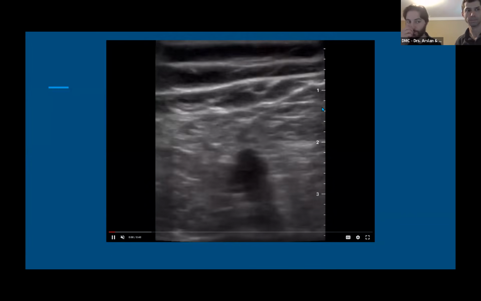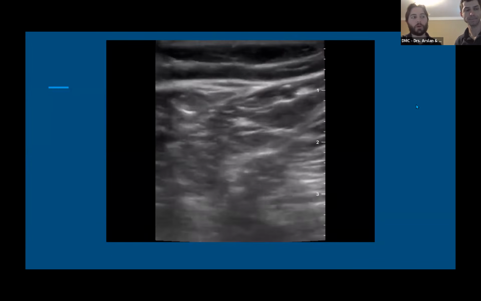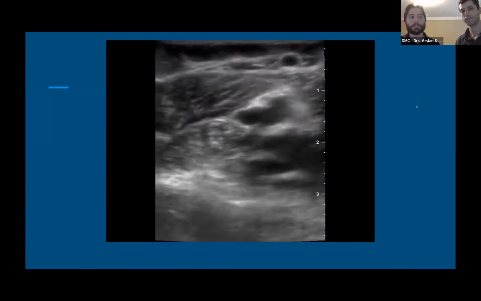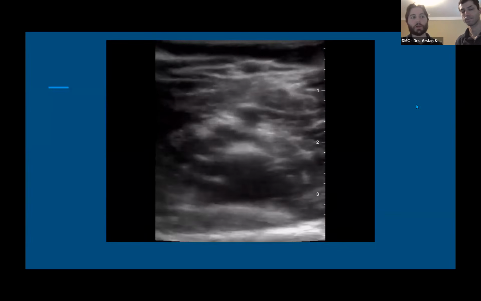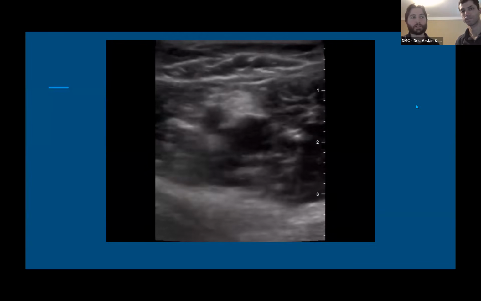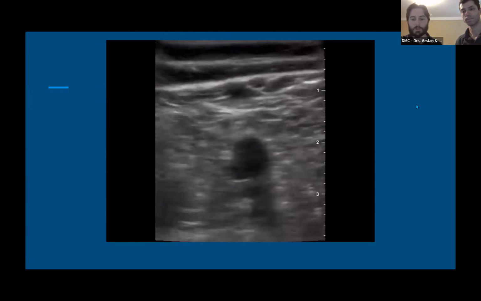An ultrasonic evaluation of these structures begins with a short axis view of the posterior thigh, identifying the honeycomb appearance of the sciatic nerve, and moving the transducer inferiorly to identify the split at the apex of the popliteal fossa, where we can identify the tibial and the common peroneal nerves.